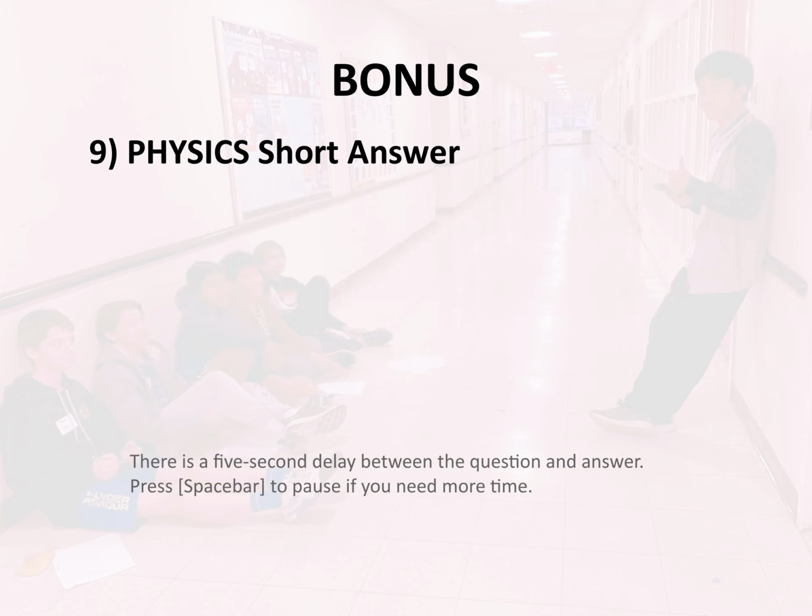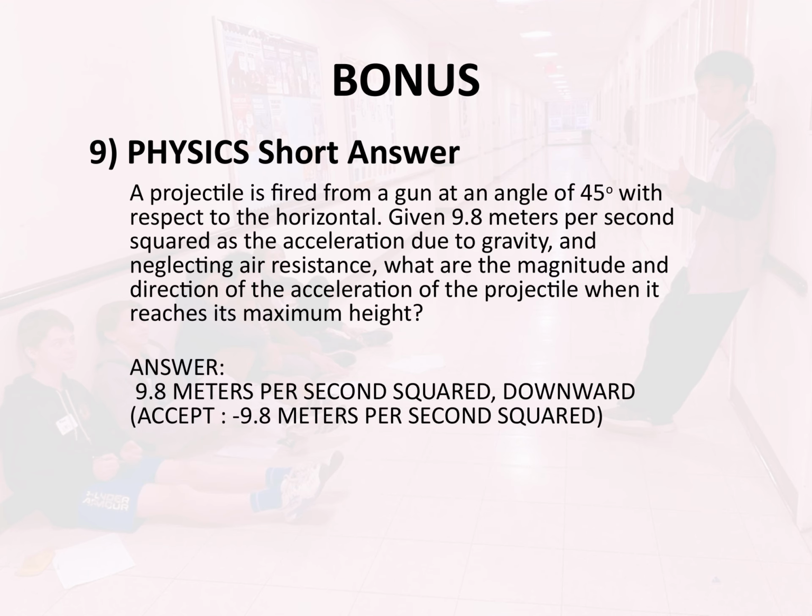Bonus 9. Physics. Short answer. A projectile is fired from a gun at an angle of 45 degrees with respect to the horizontal. Given 9.8 meters per second squared as the acceleration due to gravity, and neglecting air resistance, what are the magnitude and direction of the acceleration of the projectile when it reaches its maximum height? Answer: 9.8 meters per second squared, downward.